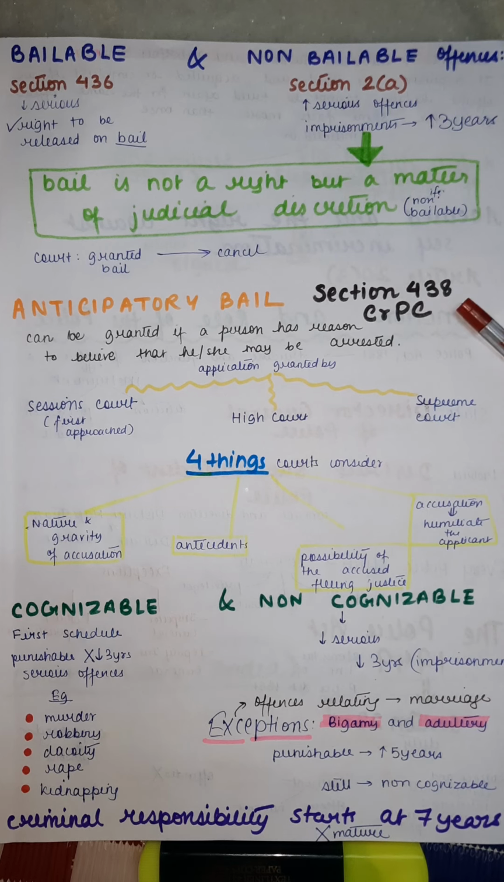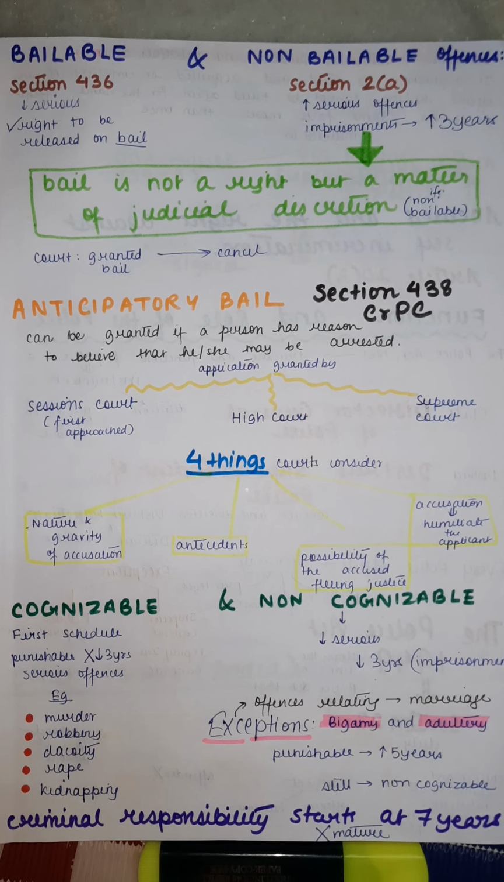This section, guys, you have to remember. I tell you the important ones, this is important. And anticipatory bail, it can be granted if a person has certain reasons to believe that he or she may be arrested in the future. Because of this apprehension, I can already approach a court and say that if I am arrested, I have to be released immediately, because I know I can be arrested.